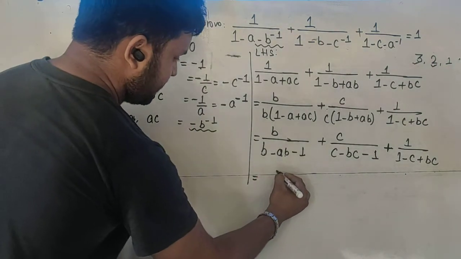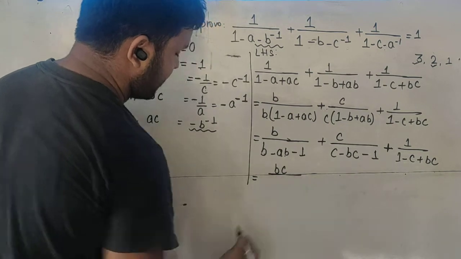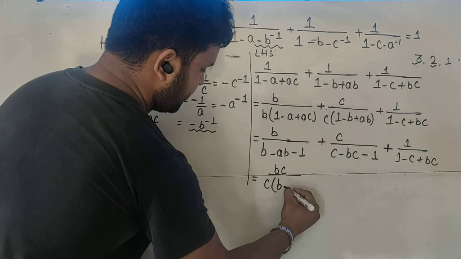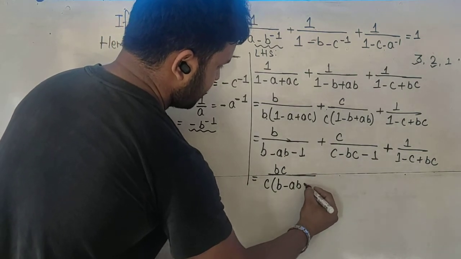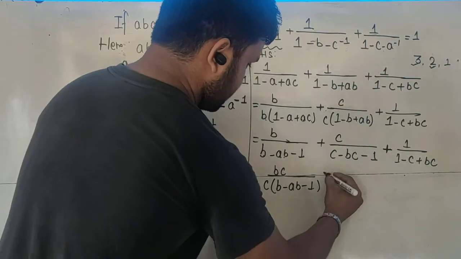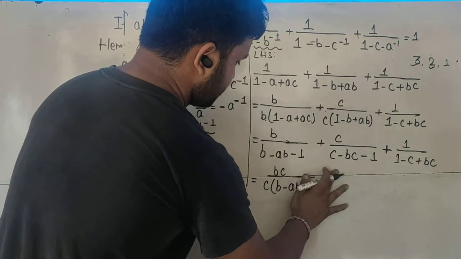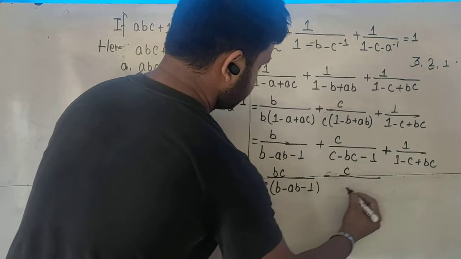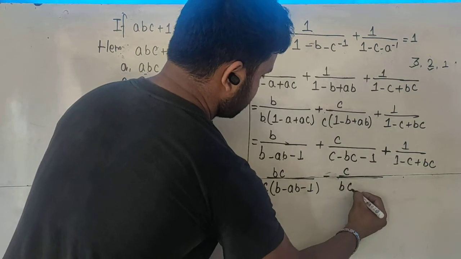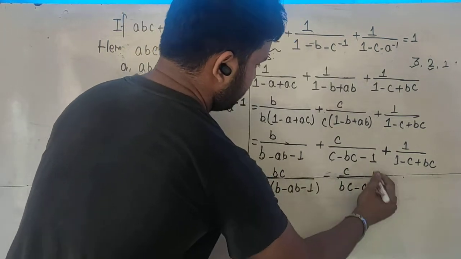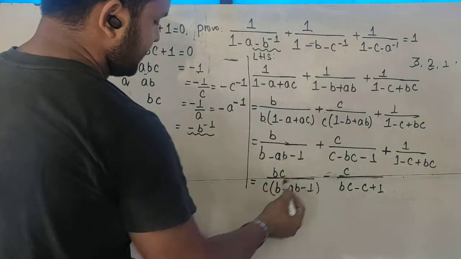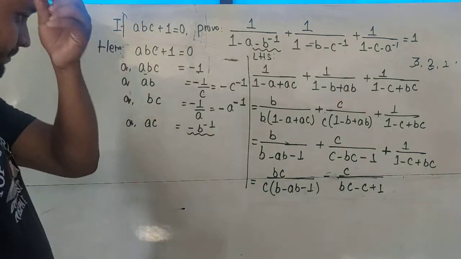So here you have AB, and I'm multiplying the numerator by C. I also have to multiply the denominator by C. B minus AB minus 1. Okay, here I have C. If I change this plus into minus, I can write here minus c, and then plus bc can be written as minus bc, minus c can be written as plus c, minus 1 can be written as plus 1. I changed this sign here, so plus changed into minus.